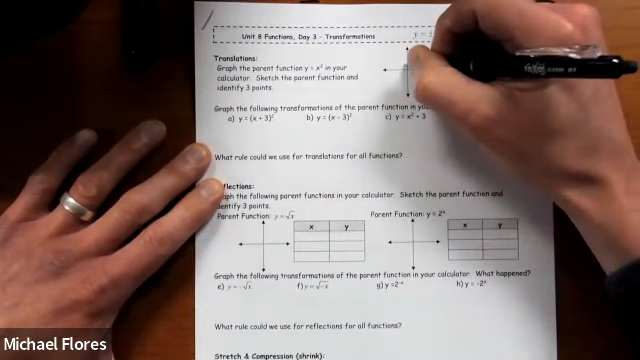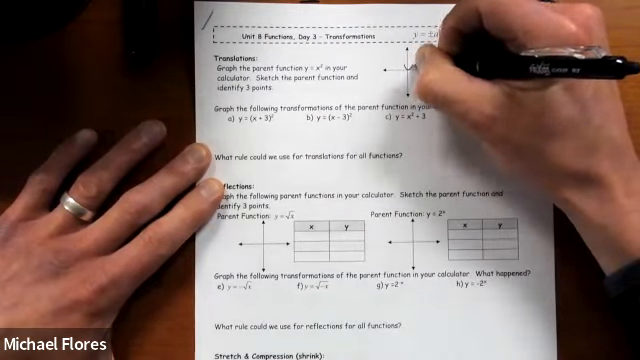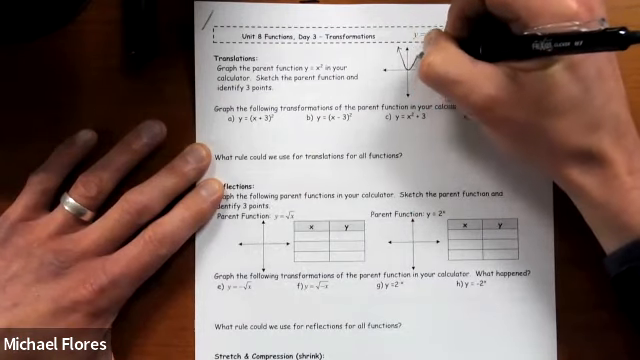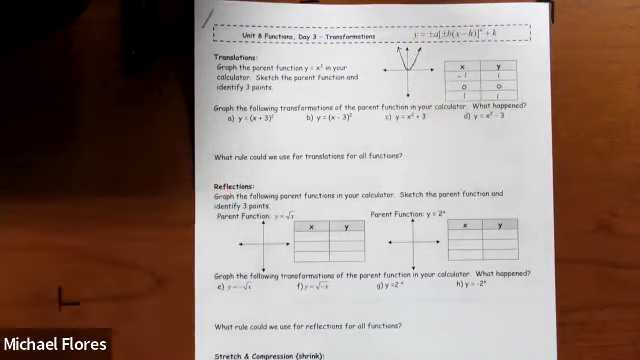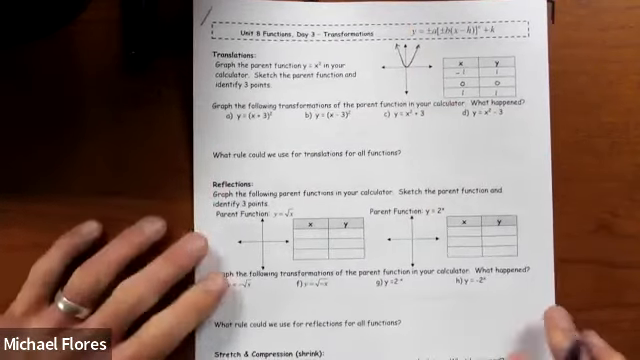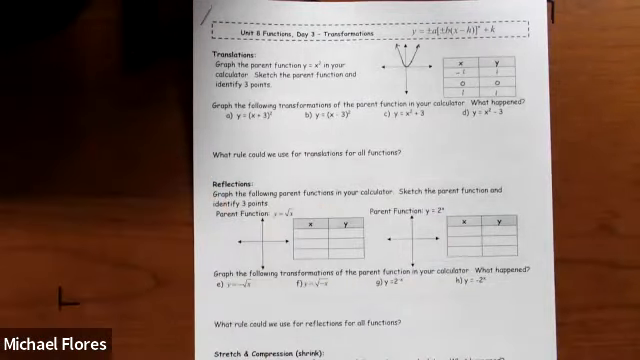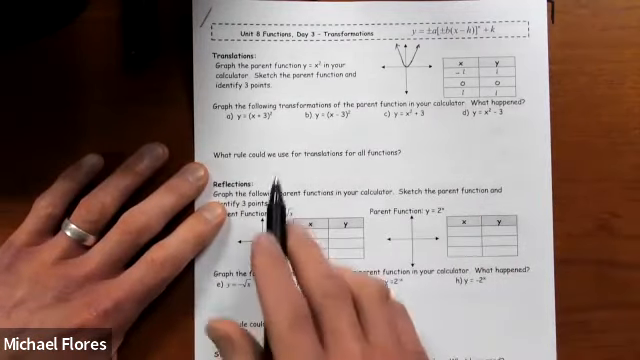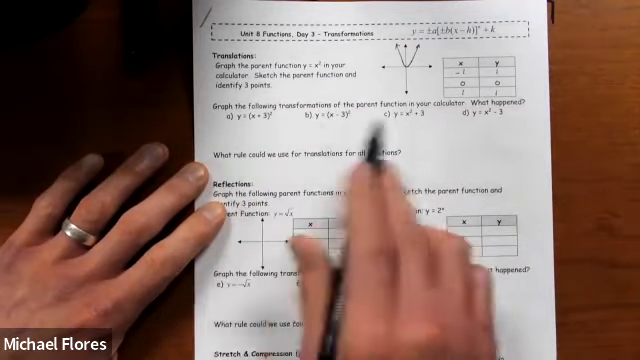If we were to plot that, it would probably look like that, but it would be continuous. So I'm going to go ahead and make it continuous. That is what a parabola looks like. Looking at example A, graph the following transformations of the parent function in your calculator. So here we have quadratics, also quadratics, but there are transformations.